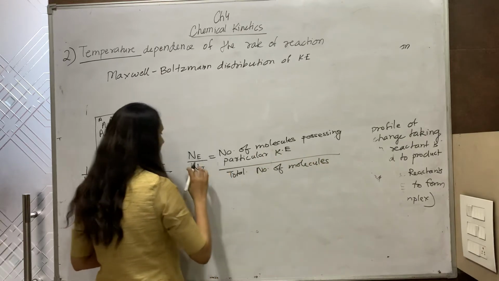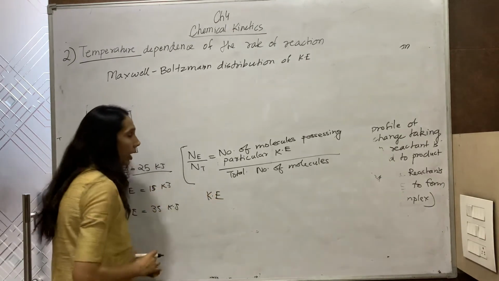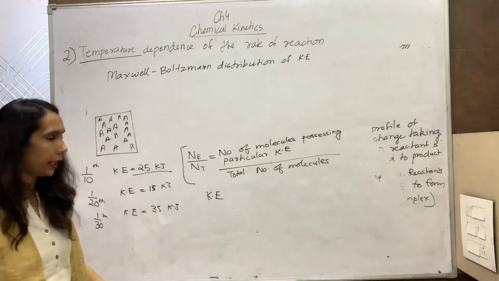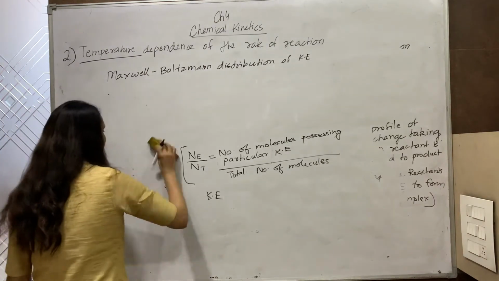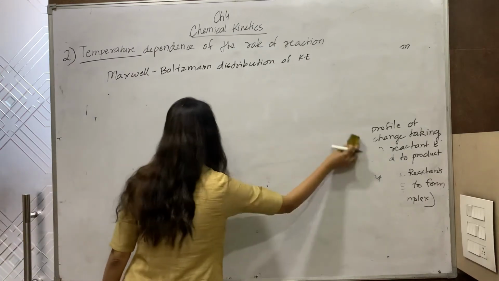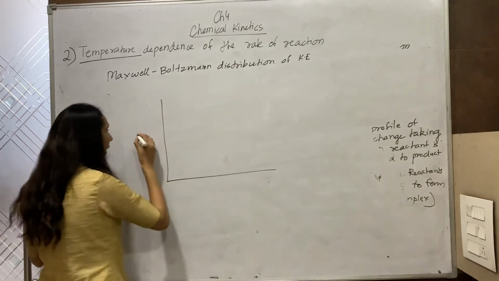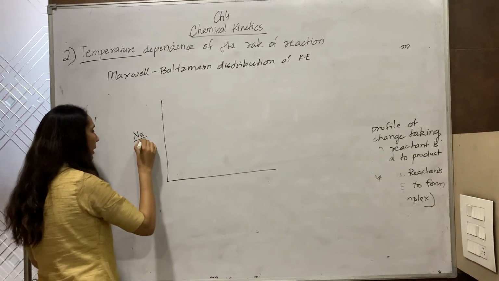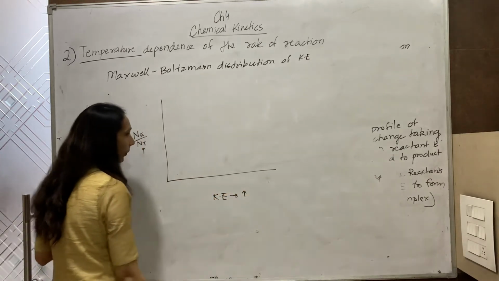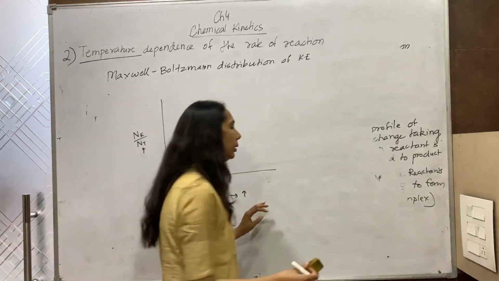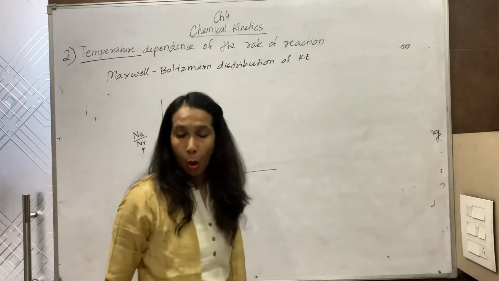Now they plotted the graph between this fraction of molecules and the kinetic energy. Fraction of molecules possessing a particular kinetic energy with kinetic energy. So let us make the graph for that. On the y-axis, I take fraction of molecules possessing a particular kinetic energy. And here on the x-axis, we plot kinetic energy. Now I will take an example from your class. I will compare it with a class or a school.